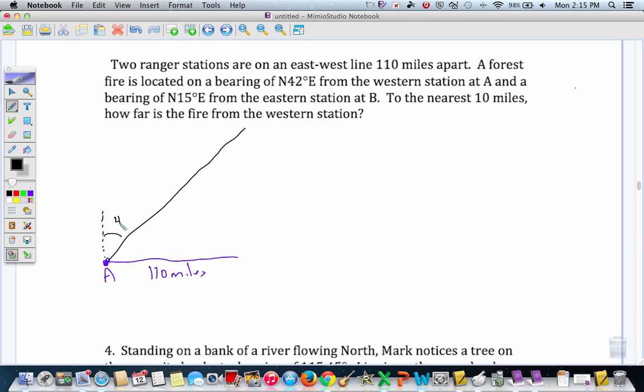I'm just going to leave it unmarked for now, but I've drawn in the north 42 degrees east into our sketch here. So let me just try that one more time. 42 degrees. All right, then, next statement: a bearing of north 15 degrees east from the eastern station. So from our eastern station, station B, we're going to go north 15 degrees to the east. And our 15 degrees is this little angle right here. And our forest fire then is located over here.